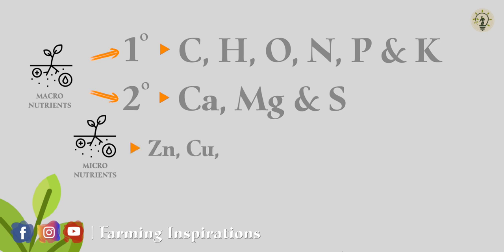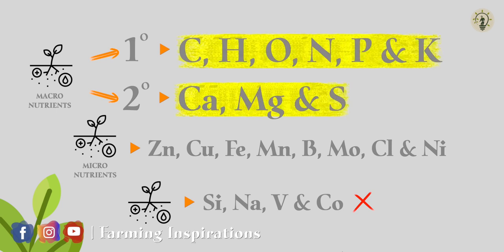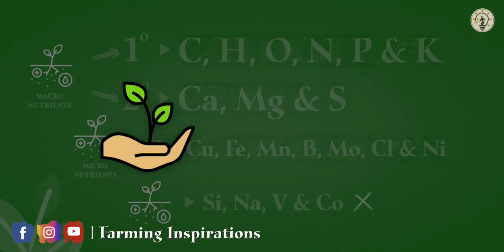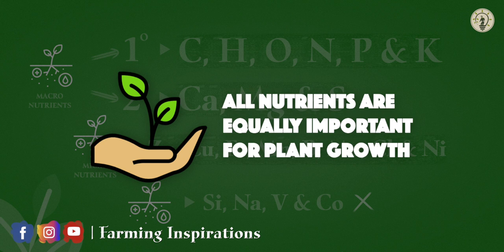Micronutrients include zinc, copper, iron, manganese, boron, molybdenum, chlorine, and nickel. Further, the essentiality of silicon, sodium, vanadium, and cobalt has been considered, but it is not yet proven. Macronutrients are required in higher amounts compared to micronutrients. However, from the plant essentiality point of view, all the nutrients are equally important for plant growth.